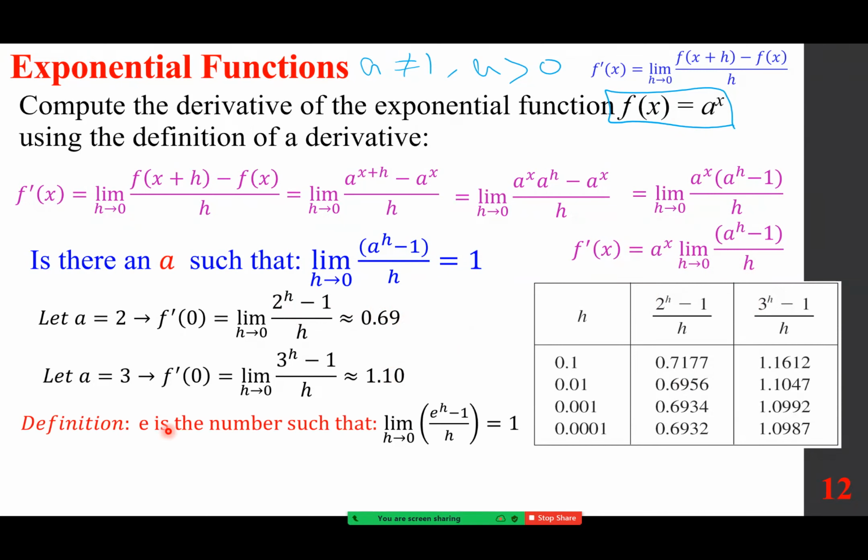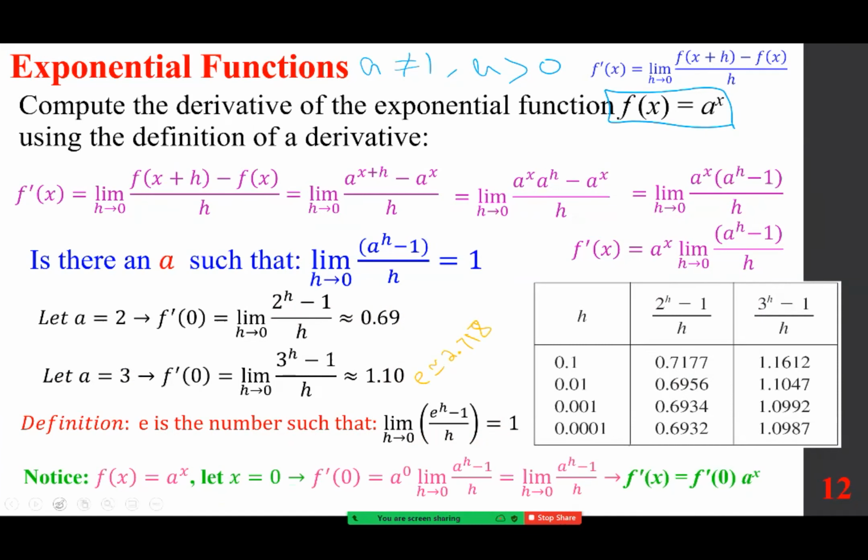So e is the number such that this is equal to 1. This is a definition of e. And with a lot of numerical analysis, they end up with the answer, which is almost 2.718. And so we get the following.